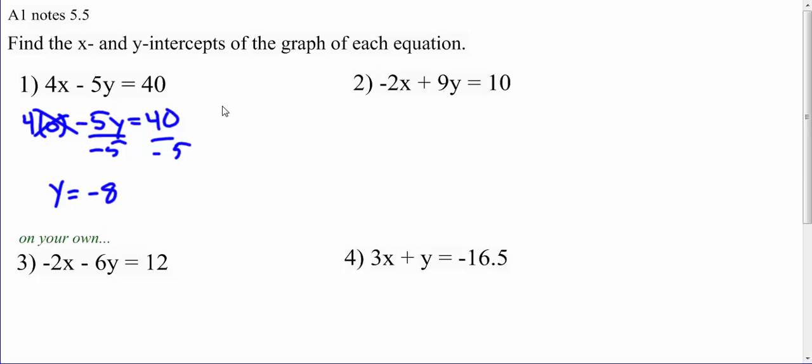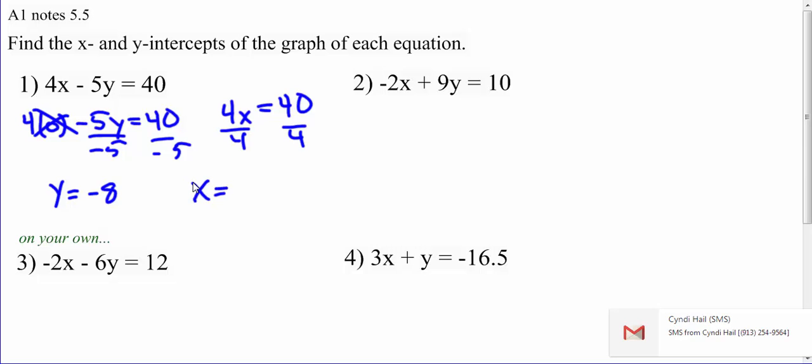By the same token, I can plug in 0 for y. This will give me my x-intercept. If I'm plugging in 0 for y, I'm just not going to write that term. 4x equals 40. Sometimes I even like to take my finger and cover up the term that's not being used, and then just look at it this way: 4x equals 40. So we know we have to divide both sides by 4, so x then would equal 10.